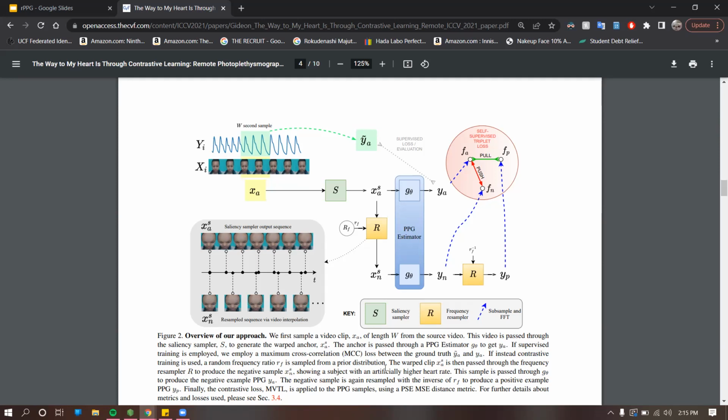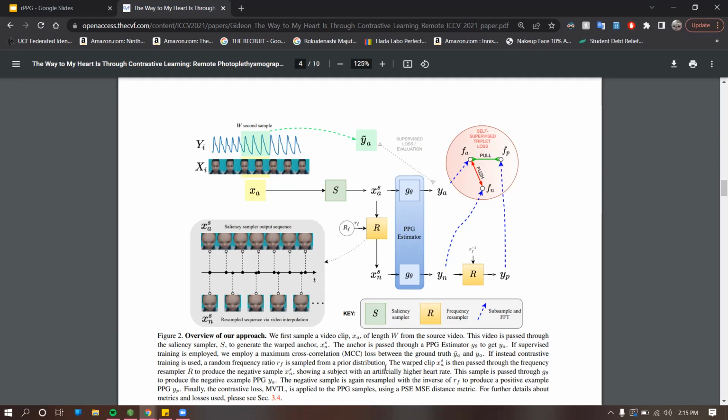But if you look at YN, it keeps going through R inverse, which maybe does some inversion back to the same frequency range. So you get YP, and YP gets the feature FP. FA and FP should be pulled close to each other, which means they should have similar or the same PPG signals. So that's the contrastive loss.